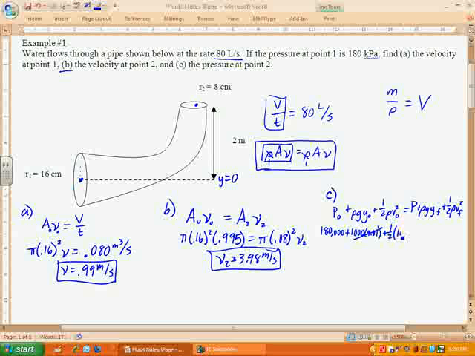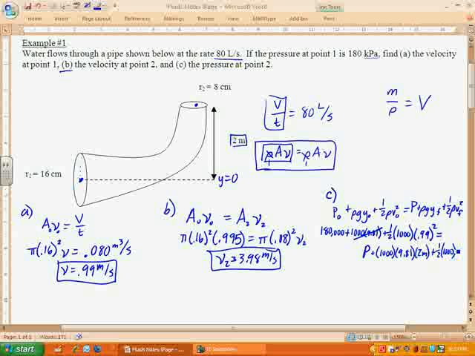Okay, and that will be equal to the final pressure, which is what we're looking for, plus the density times gravity times the final height, which it tells us here is 2 meters, plus 1/2 times the density, which is 1,000, times the final velocity, which was that 3.98 squared. So let's go ahead and type that in.